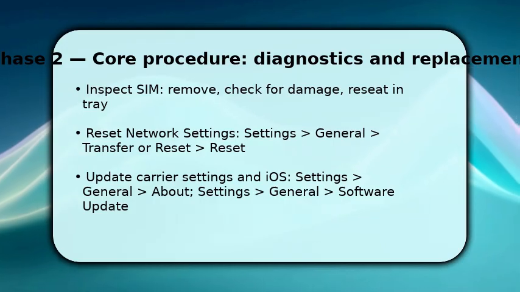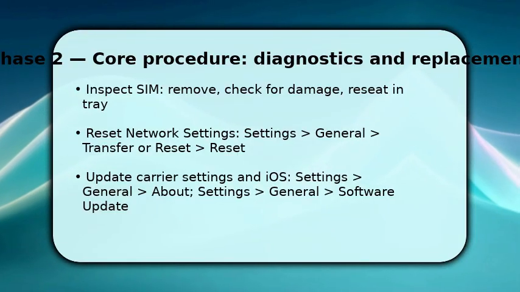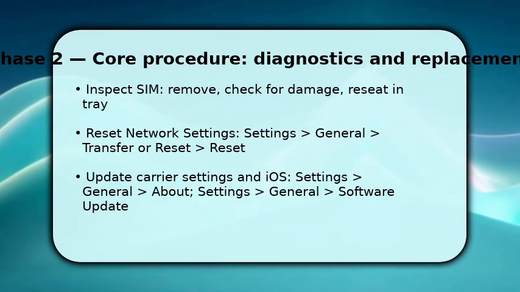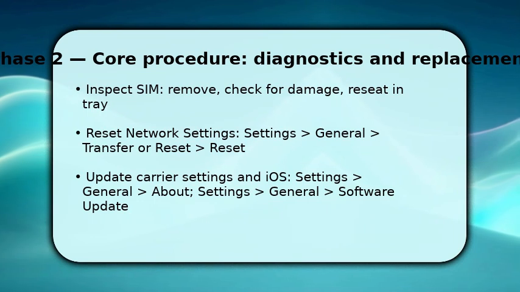If issues persist, reset network settings to clear saved Wi-Fi, VPN, and APN records. This forces new carrier negotiation. Make sure carrier settings and iOS are current. Updates contain fixes and refreshed carrier profiles.